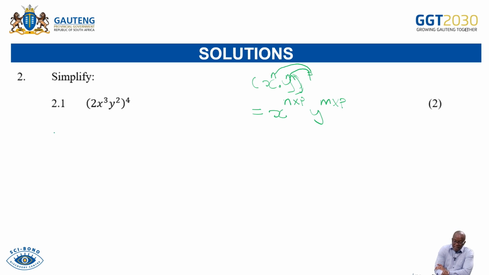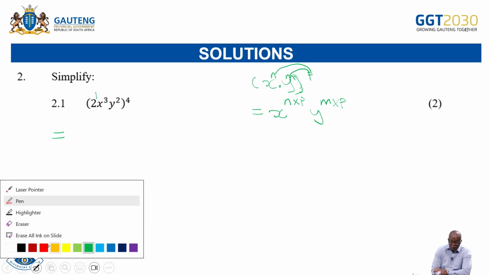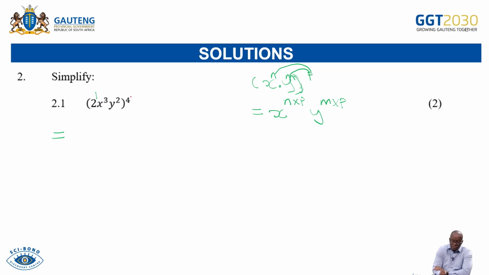So basically here, you know that for your 2, it always has the exponent of 1. 2 has exponents of 1 all the time. So what we need to do is to say 4 will multiply the exponent of 1, the exponent of 3, and the exponent of 2. So basically we're going to have 2^1 multiplied by 4, x^3 multiplied by 4, and y^2 multiplied by 4.